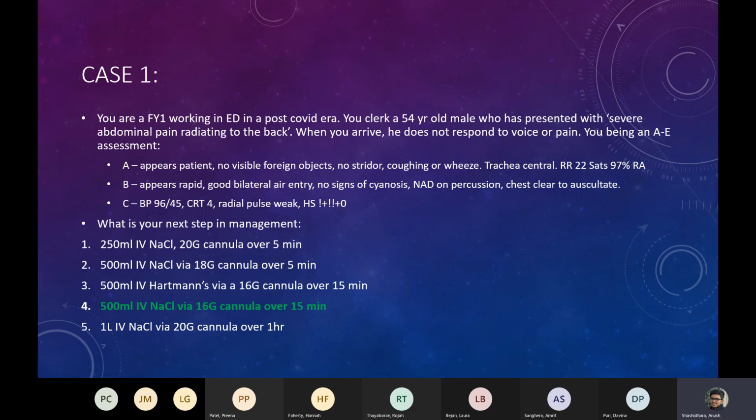And then option 5 is a very good option for maintenance fluids, but not so much for resuscitation, because 1 hour is quite slow. But yeah, the important learning point from this question is, given the choice between Hartmann's and saline in an acute emergency where you need to resuscitate someone, you always go normal saline.